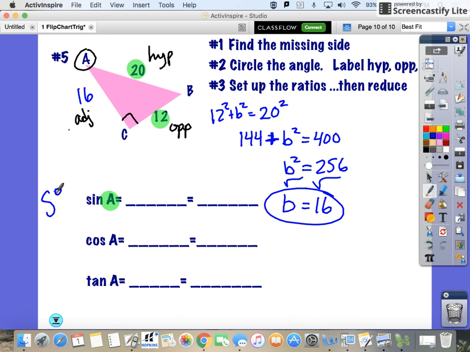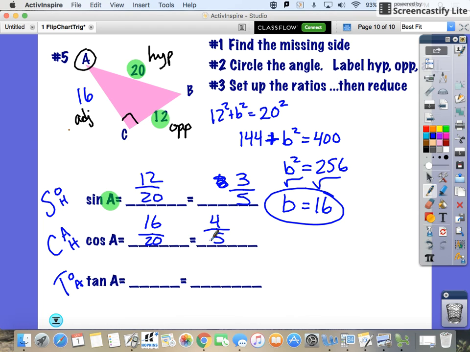Sine is SOH CAH TOA. Sine, opposite over hypotenuse, which is 6 over 10, which is 3 over 5. Adjacent over hypotenuse, 4 over 5. And opposite over adjacent is 12 over 16, which is 3 over 4.